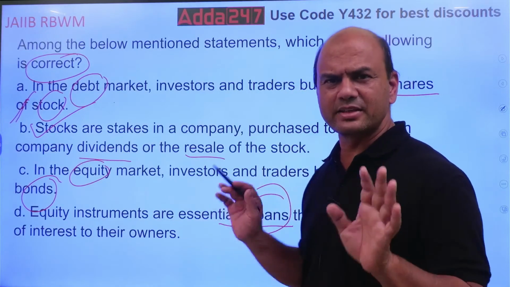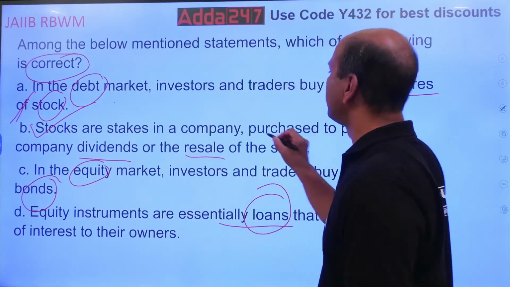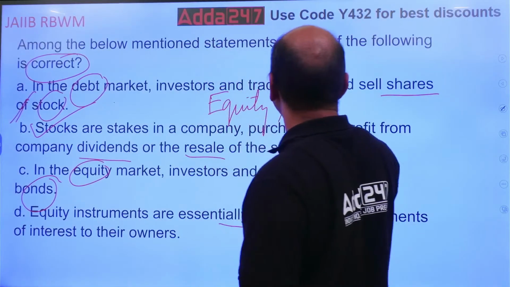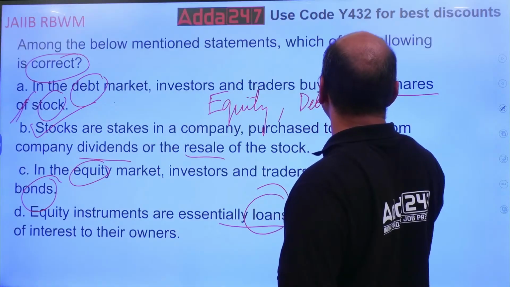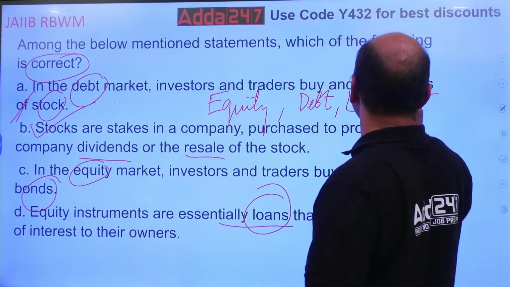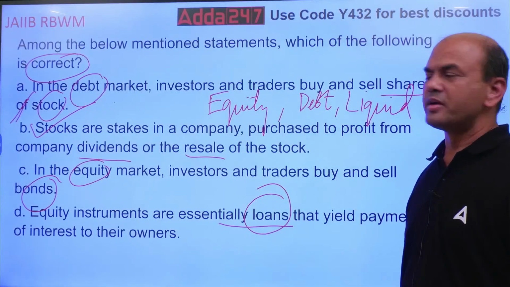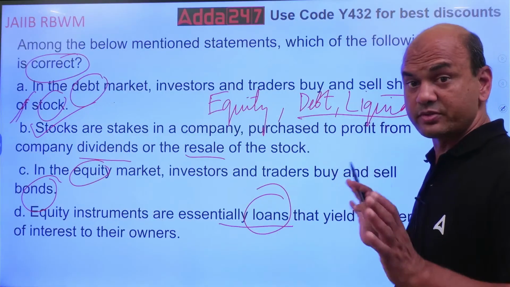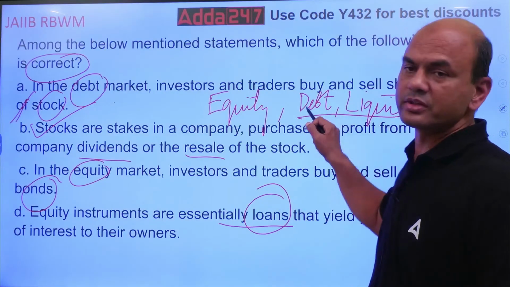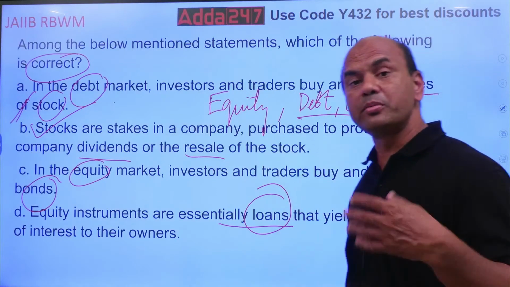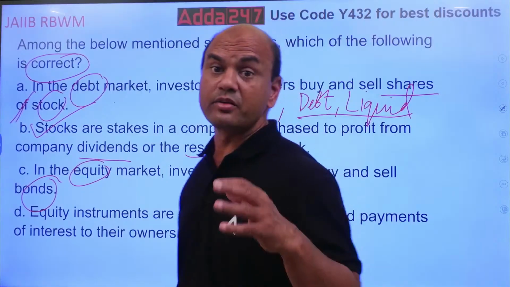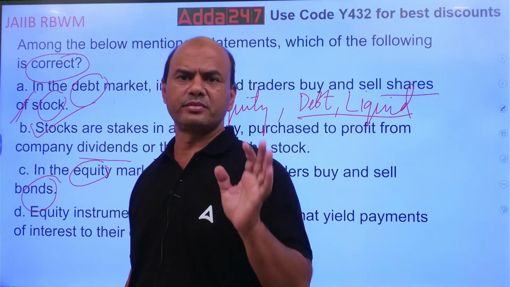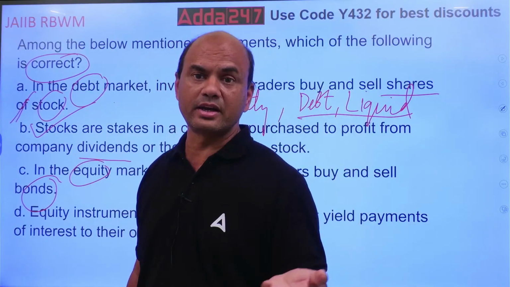Here there are basically three types of markets: equity, debt, and liquid. Basically, debt and liquid are the same. Only liquid is safe; the safest one is liquid. This is also a bond, that is also a bond. Liquid is generally government bonds, gilt funds, gilt bonds, which are the safest ones. AAA rated, AAA plus, sovereign rating, government rating.